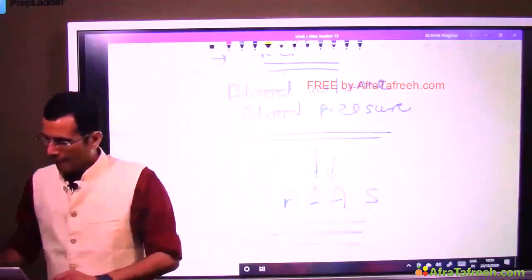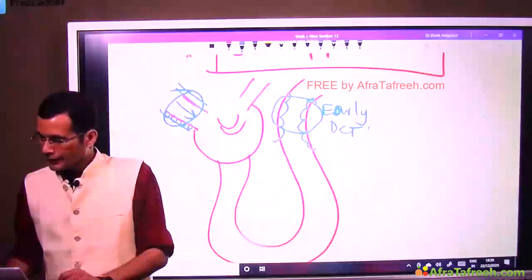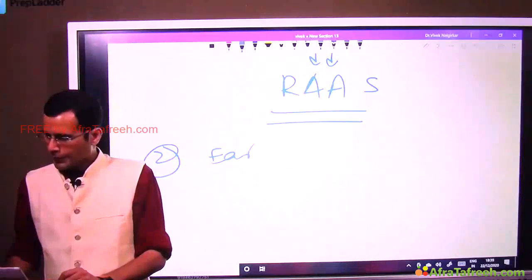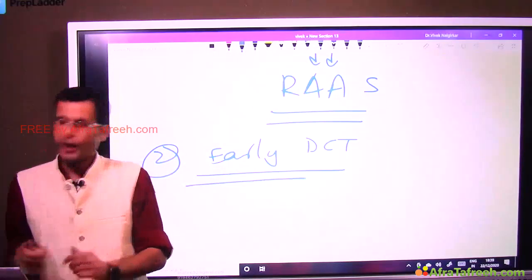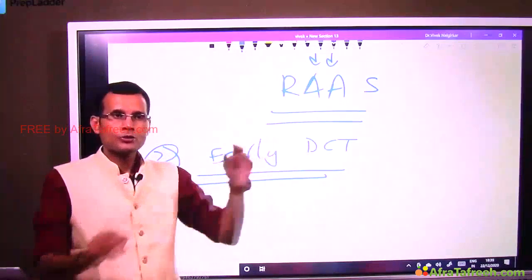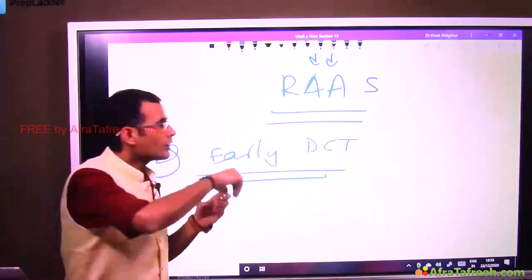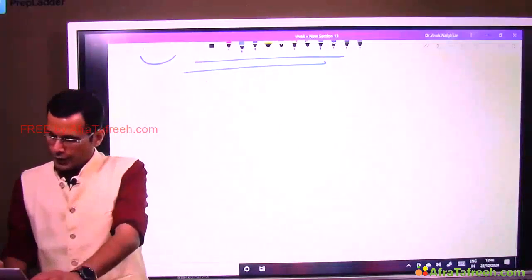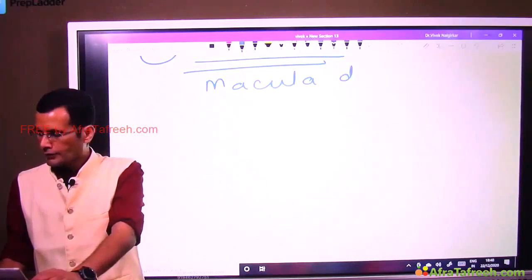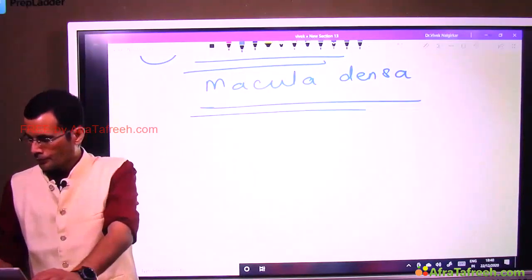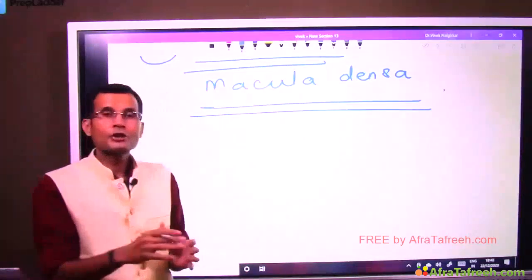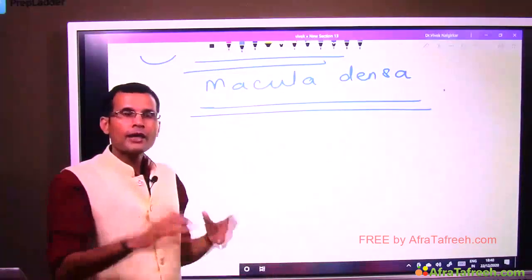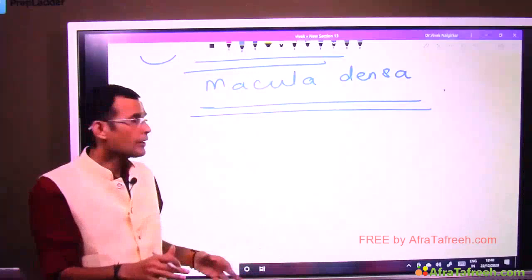Second cell is the cell lining the early DCT. Many authors believe that it is in the later part of the thick ascending limb. So thick ascending limb is ending and the early part of DCT is starting. The cell is located there. And it is called as the macula densa. Now, what is the function of this cell? This is the major component, and the main function of the JG apparatus is performed by this cell.